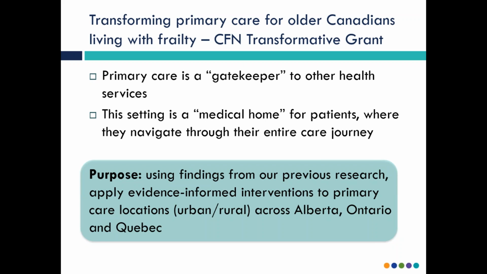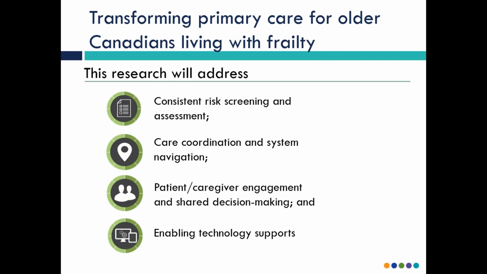So we're going to be using these and other findings from our previous research to apply some interventions in primary care locations, both urban and rural, in 3 provinces: Alberta, Ontario, and Quebec. Interventions are in 4 categories: consistent risk screening and assessment. Again, we'll be using the AUA as the approach.